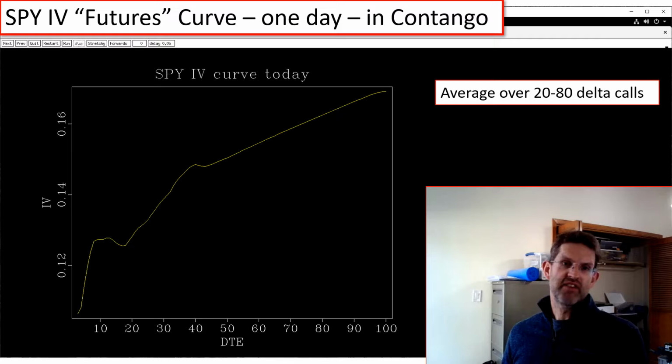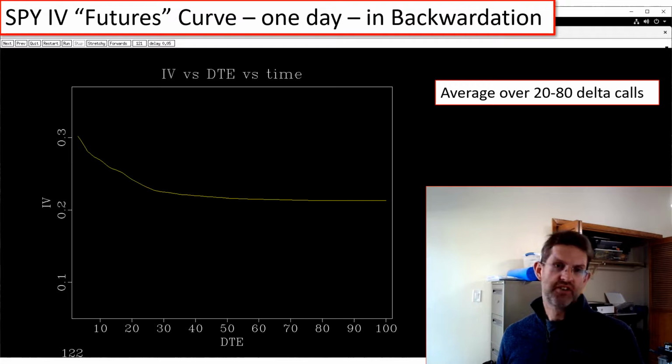Here's the IV futures curve for a single day, a day when the curve was in contango. Here's another day where the IV futures curve was in backwardation. Notice that the IV for all expirations rose across the board relative to the previous plot.